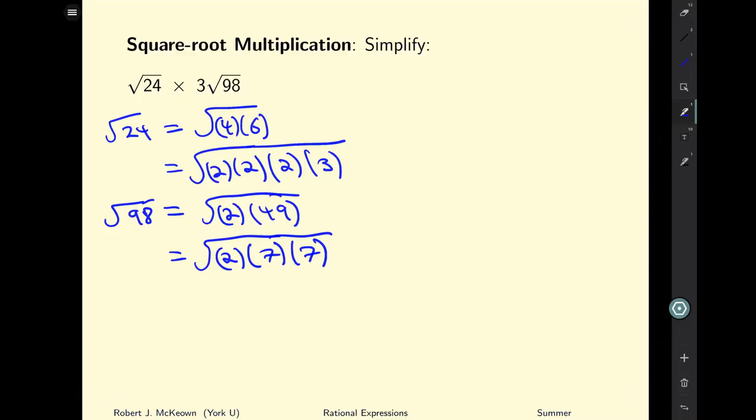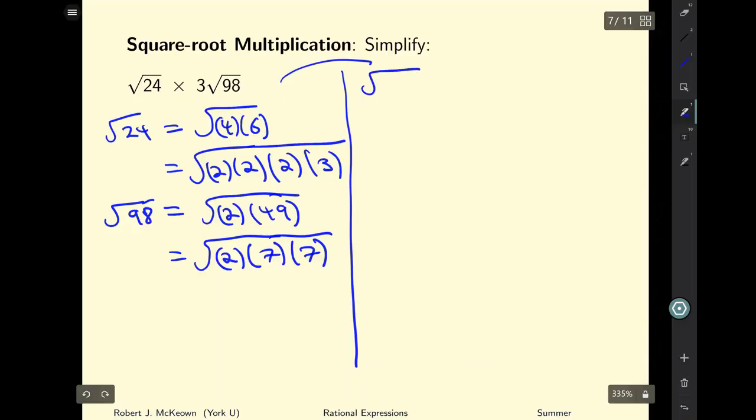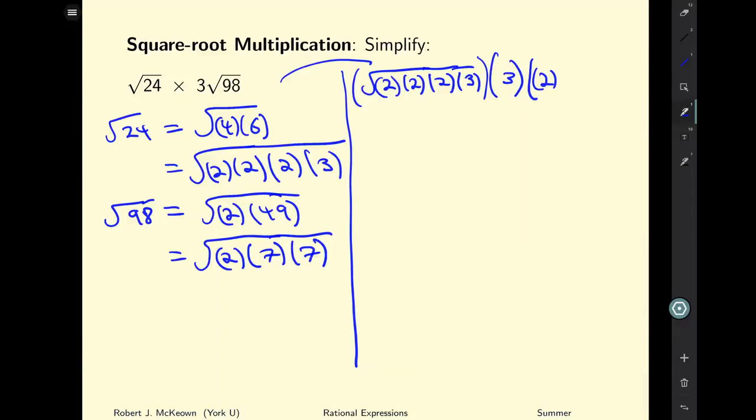And so why don't I bring this all together, and I'll write, I've got the square root of 2 times 2 times 2 times 3 multiplied by 3 and multiplied by 2. Oh, I should be careful here. Square root of 2, 7 and 7.